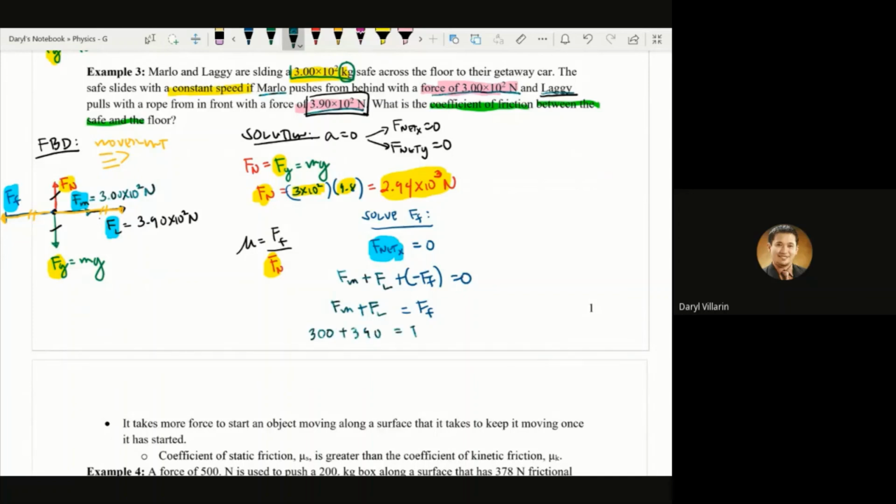300 plus 390, so 690 newtons is your FF. So I can substitute that in your formula, and that should give me mu is 0.235.